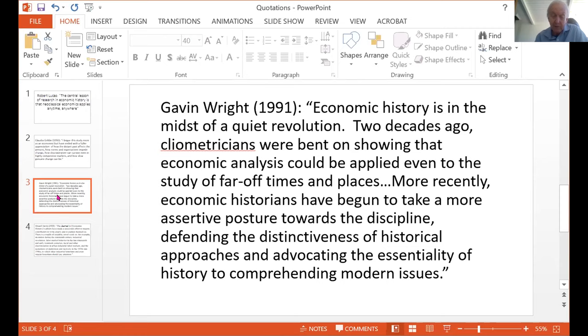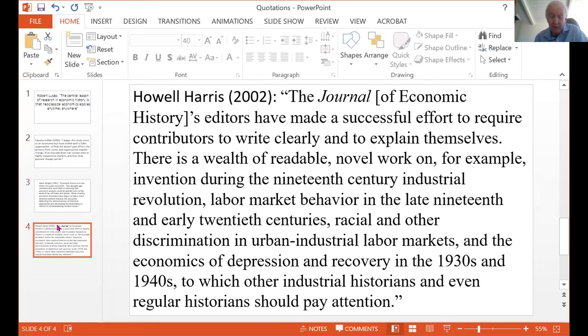And as evidence on this, I include this quote from Howell Harris, a British historian with an American specialty, who commented in 2002: the Journal of Economic History's editors have made a successful effort to require contributors to write clearly and to explain themselves. There is a wealth of readable novel work on, for example, invention during the 19th century, the Industrial Revolution, labor market behavior in the late 19th and early 20th centuries, racial and other discrimination in urban industrial labor markets, and the economics of depression and recovery in the 30s and 40s.